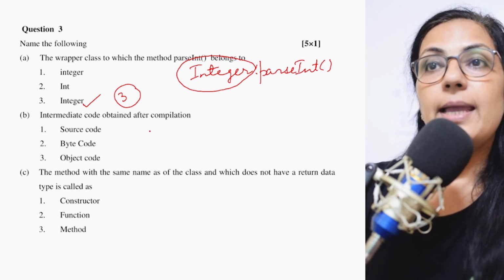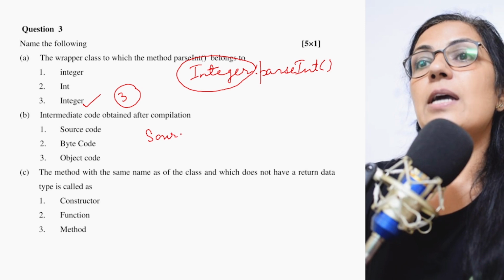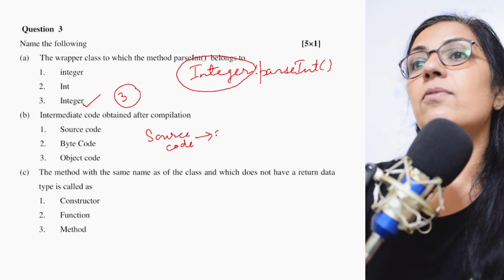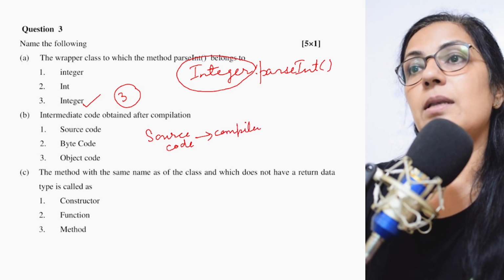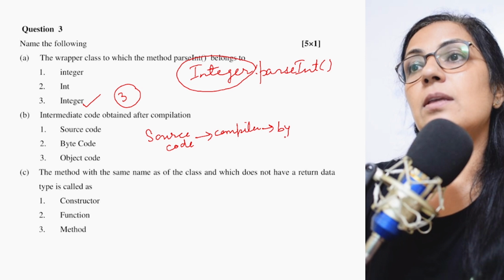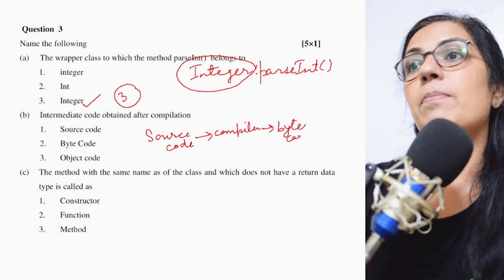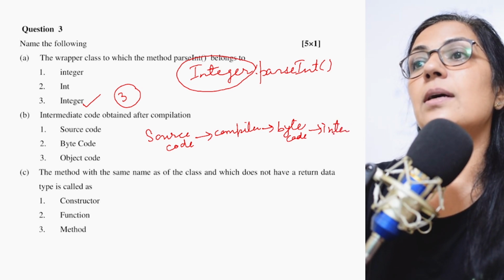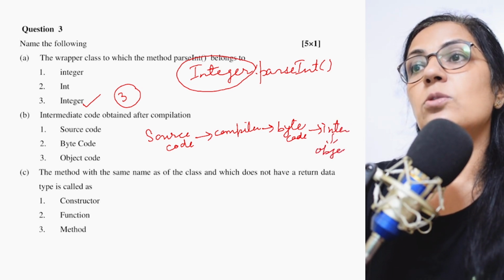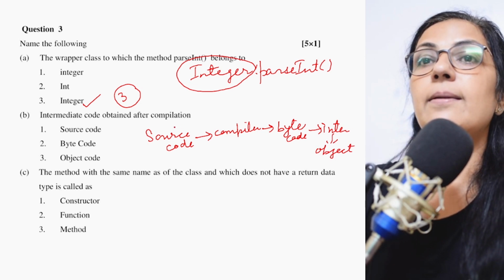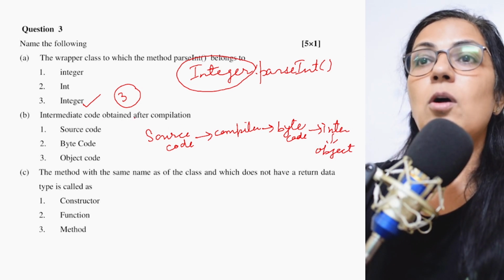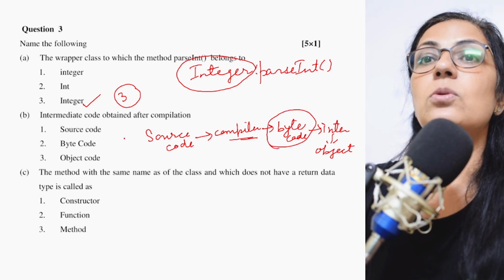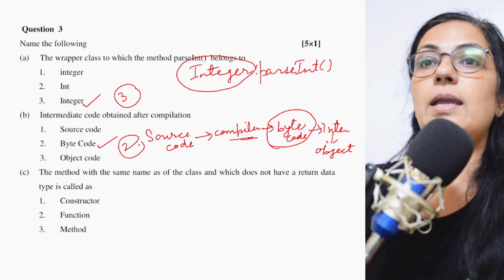Intermediate code obtained after compilation. Children, when we write any program in Java language, that is known as source code. Source code is given to the compiler in Java, and that gives you bytecode, and bytecode is then given to the interpreter, which generates the object code. So this order you have to learn. So intermediate code obtained after compilation. After compilation, what you are getting? Bytecode. So bytecode is the correct answer.